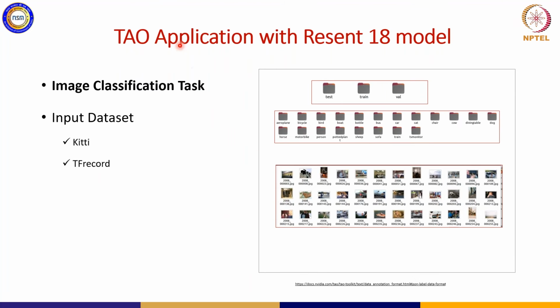So let's consider the case of ResNet 18, that we want to use the ResNet 18 format. So how do you do that? First of all, you prepare your data set. Let's say this is our data set. We have it already, and we've split it into test, train, and validation. They're all inside our images. So we want to do image classification.